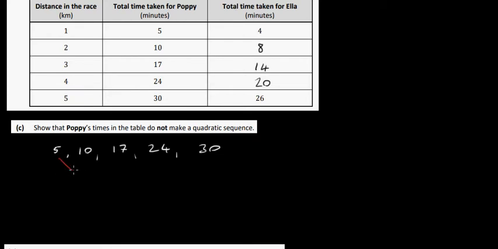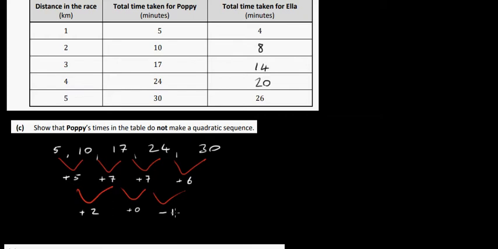So usually what we do here is just find the difference between each pair of numbers. So we have 5 up to 10, that's plus 5. 10 up to 17 is plus 7. 17 to 24 is also plus 7. 24 to 30 is plus 6. Okay, so let's go again. Now if this was a quadratic sequence, these differences should all be the same. But we go from 5 up to 7, so that's plus 2. 7 to 7 is just plus 0. And 7 to 6 is minus 1.